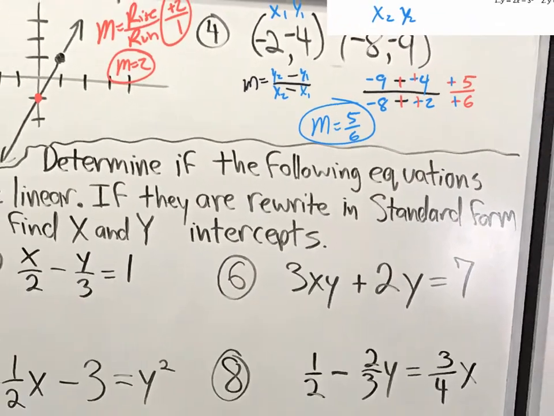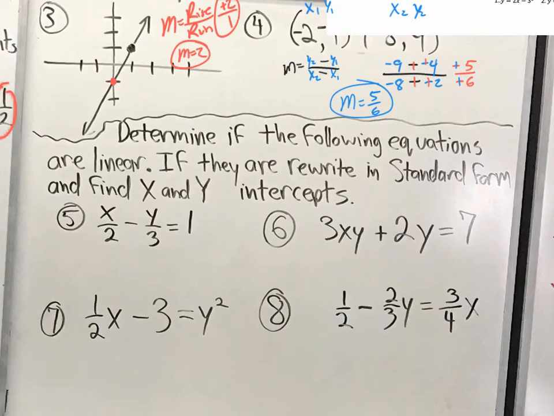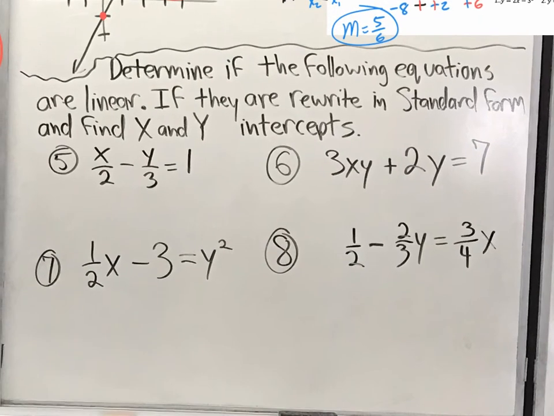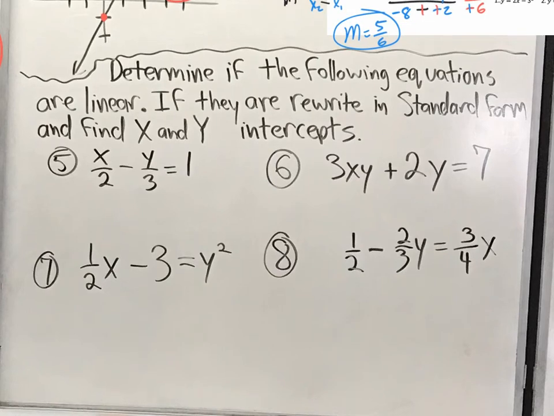And there's going to be a couple of these, actually about 4 of these or 5 of these on the quiz. And again, the instructions are kind of long right here. It says determine if the following equations are linear. If they are, rewrite them in standard form and find the x and y intercepts. So that's a lot of instruction, all right? So the first thing you need to do is determine if they're linear. So how do we know when they're linear?